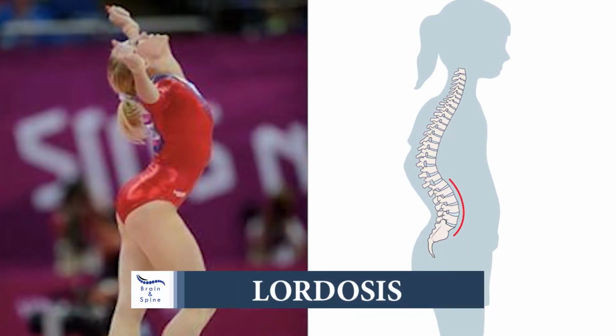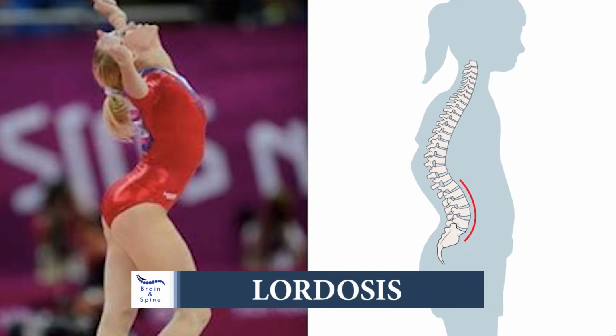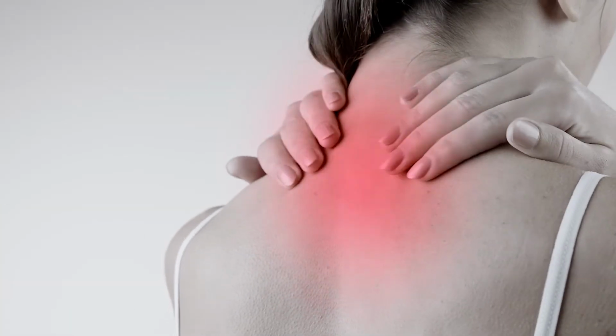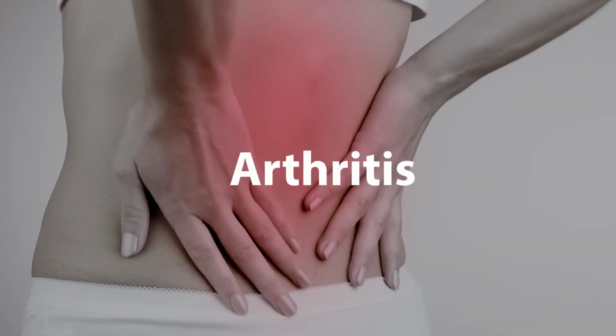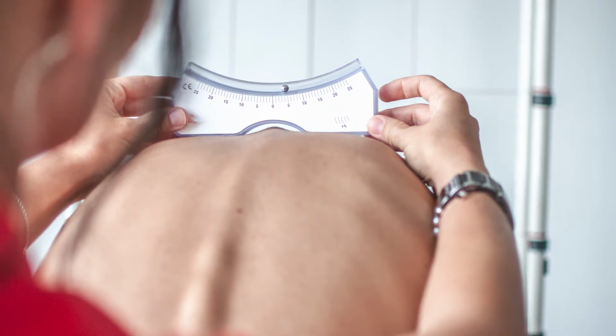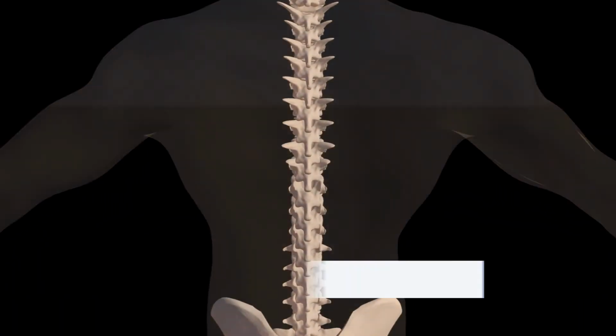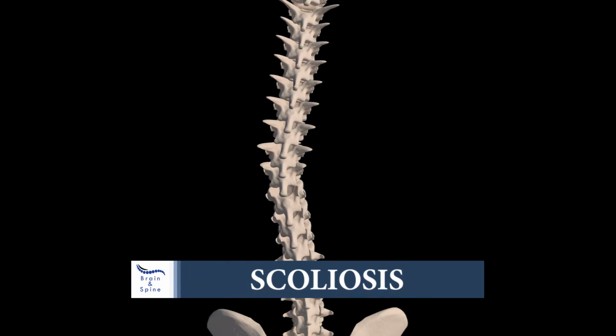Lordosis may occur more commonly among dancers or gymnasts, but can affect people of all ages. Both of these spinal deformities can also be caused or worsened by conditions such as osteoporosis, arthritis, and spinal fractures or tumors. Certain neuromuscular conditions or genetic disorders can also cause the spine to curve unnaturally from side to side, resulting in a third condition known as scoliosis.